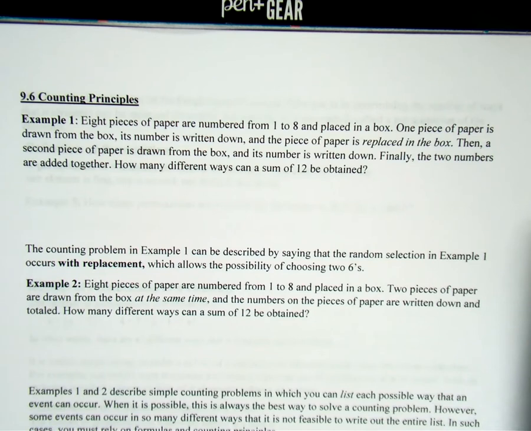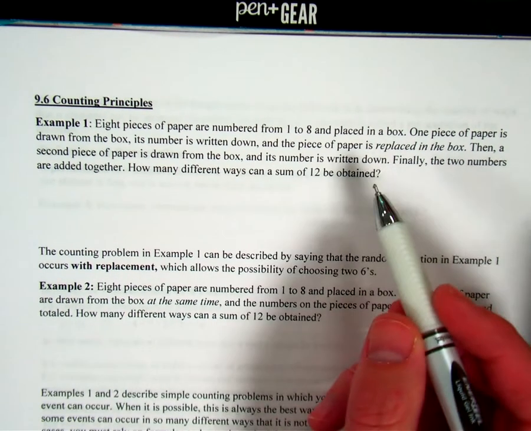If we have 8 pieces of paper, numbered 1 to 8, and placed in a box, one piece of paper is drawn out from the box and its number is written down. And then the piece of paper is replaced in the box. It's put back in the box. Then you draw out a second piece of paper from the box and its number is written down. Finally, the two numbers are added together. How many different ways can a sum of 12 be obtained from the numbers 1 through 8?